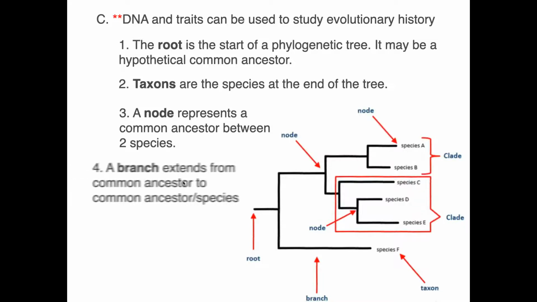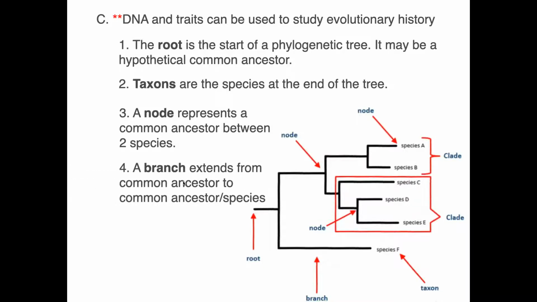Now, a branch is just an extension from a common ancestor to another common ancestor, or to a species. So all of these lines are technically branches. All the horizontal lines that you see are branches.